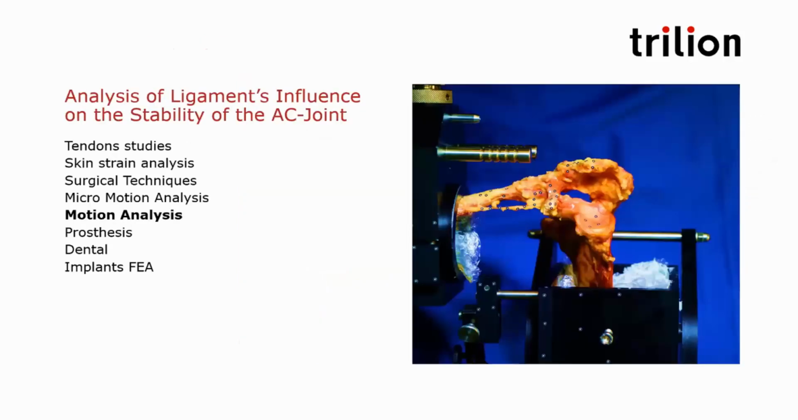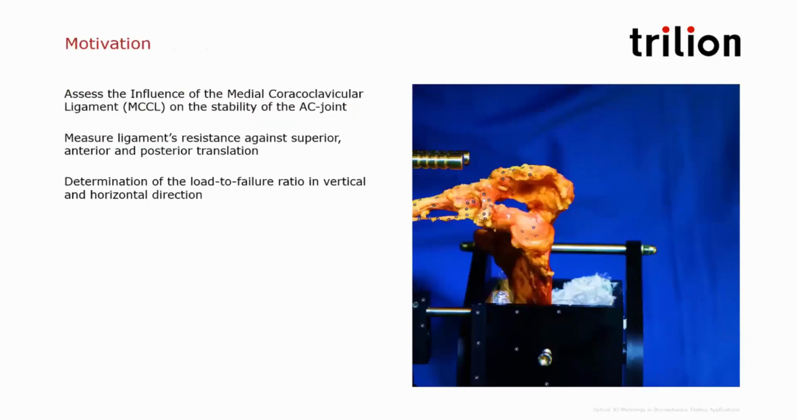Next, I'd like to jump to a motion analysis on the MMCL ligament. I hope you guys aren't too squeamish as we dive a little deeper into ligament tissues and another in vitro setup here. The purpose of the study was to investigate the influence of the ligament on the stability of the AC joint. It's basically just the top of your shoulder. So specifically, we're going to look at the motions to see what resistance the ligament offers.